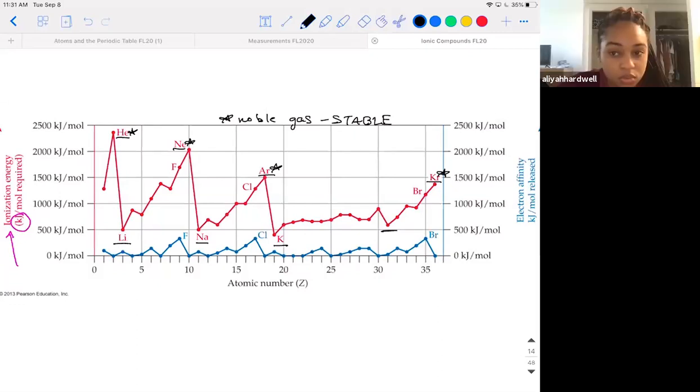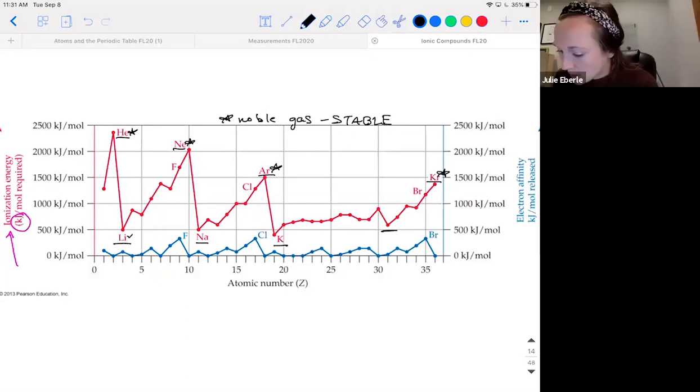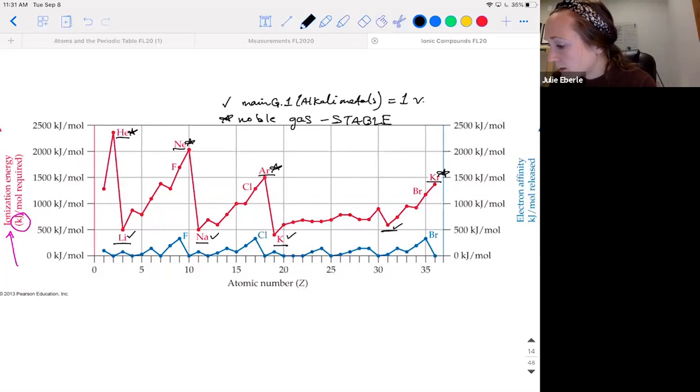Group 1. Main group 1. I'm going to put a little check mark by these. Anything with a check mark? These are main group 1. Okay. These are our alkali metals, and they only have 1 valence electron. Okay. They have 1 valence electron.